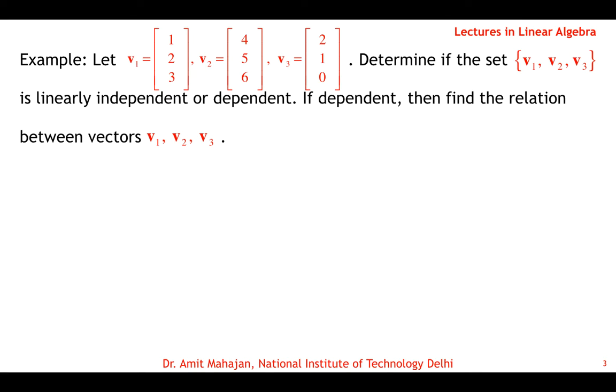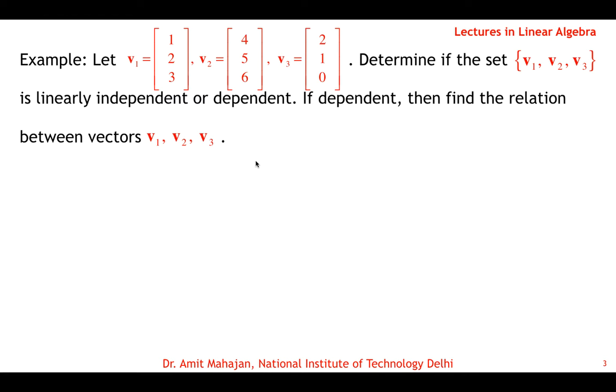Say, for example, we have these three vectors v1, v2 and v3. Each vector has three elements, so these vectors v1, v2, v3 belong to R3 space. Determine if the set of vectors v1, v2, v3 is linearly independent or dependent. If dependent, find the relation between the vectors v1, v2, v3.